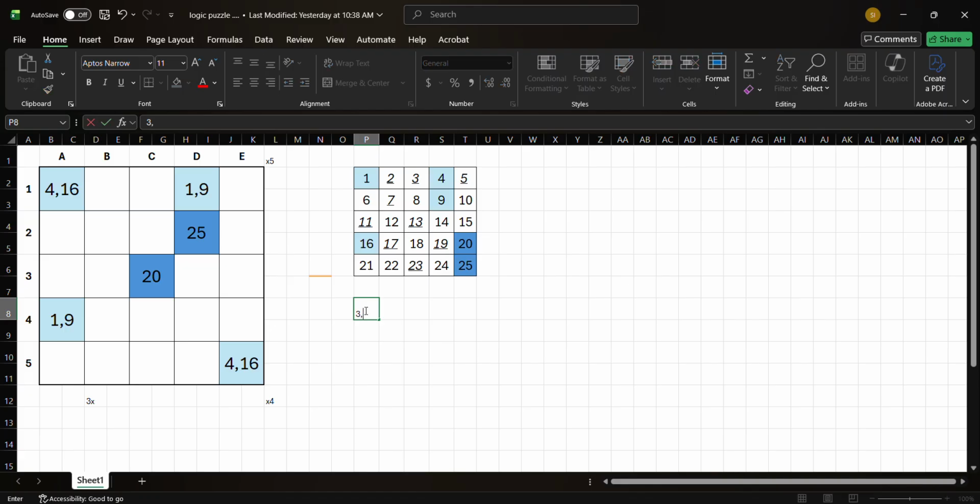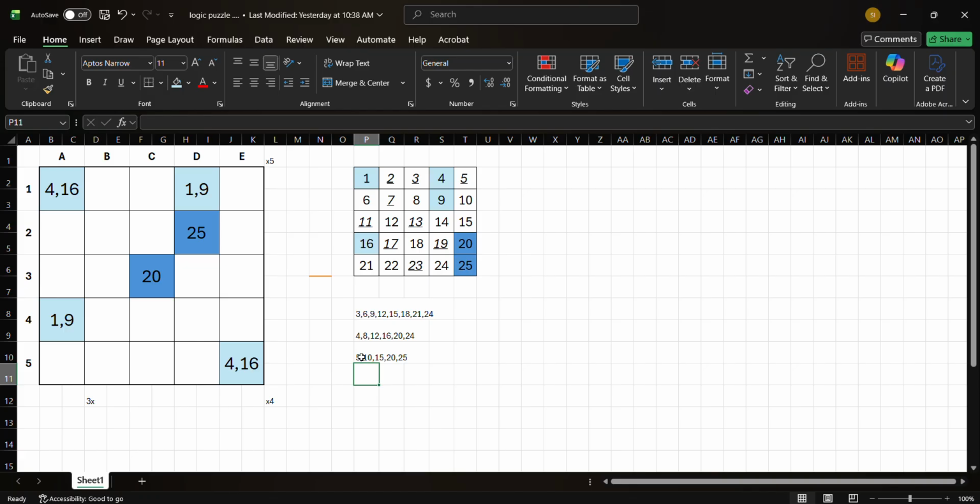for later. So we've got 3, 6, 9, 12, 15, 18, 21, 24. That's all the multiples of 3. 4s are 4, 8, 12, 16, 20 and 24. And then multiples of 5 are 5, 10, 15, 20 and 25.